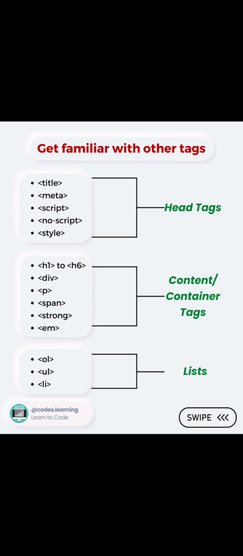Okay. And the content container tags, these are called container tags, like the div tag, p tag, span, strong, em, and h1 to h6. h1 to h6 means h1, h2, h3, h4, h5, h6. h1 is the biggest or highest level of heading, and h6 is the lowest level of heading. So this is called content container tags. Another one is list tags: ol, ordered list, unordered list, and li.